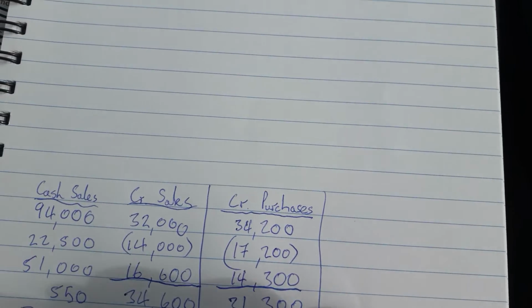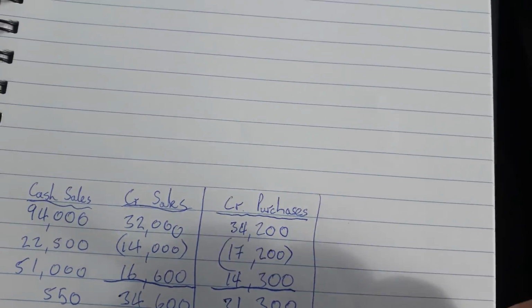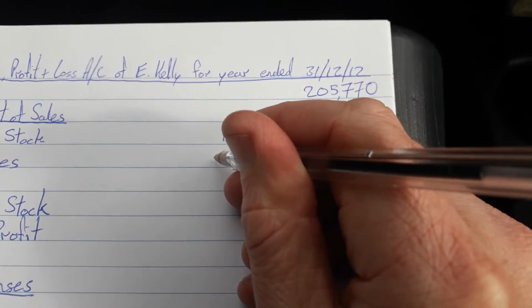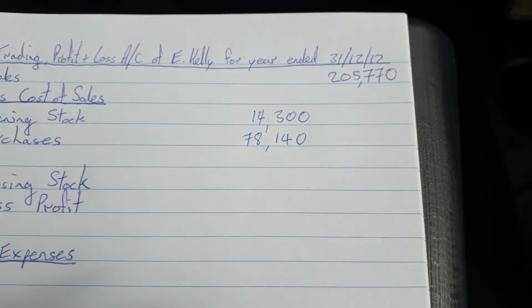And that will give us a figure of, it looks like 78,140. And that 78,140 will just be put up here. And that's purchases done.